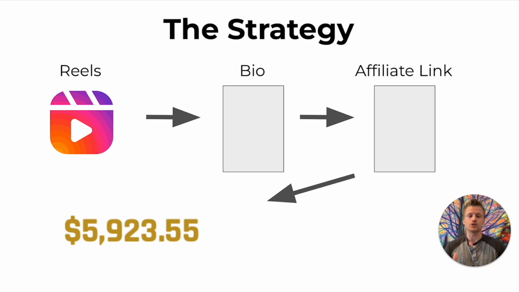And then we're going to be sending that traffic from those videos to our bio where we're going to have an affiliate link, so that when people click on that link and purchase a product from us, we get a commission every single time that happens. And that's called affiliate marketing. And that is going to be the strategy in a nutshell for how we're going to be making money with Instagram Reels.